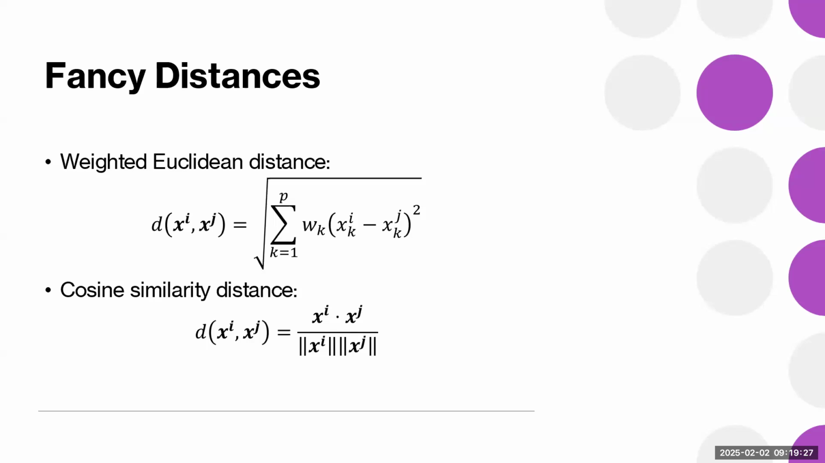There are other fancy distances. We can have weighted Euclidean distance. Basically, you treat each feature differently. Each feature is going to have a different weight, this w_k, and you can control how important the feature is by changing the value of w_k.